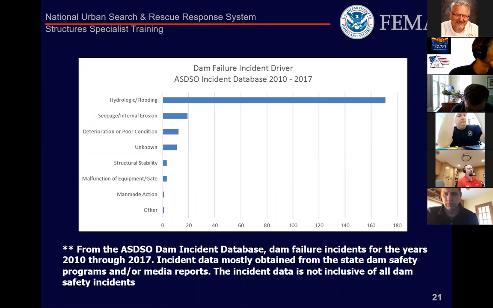The one thing I would have you take from this chart is the significance of how many more dams fail from flooding, which is why we're presenting this topic more as a post-inspection of dams for a flood event versus maybe a seismic event. Next slide, please.